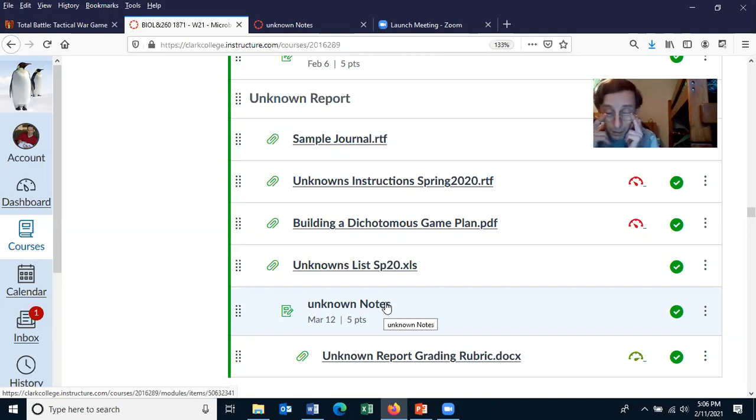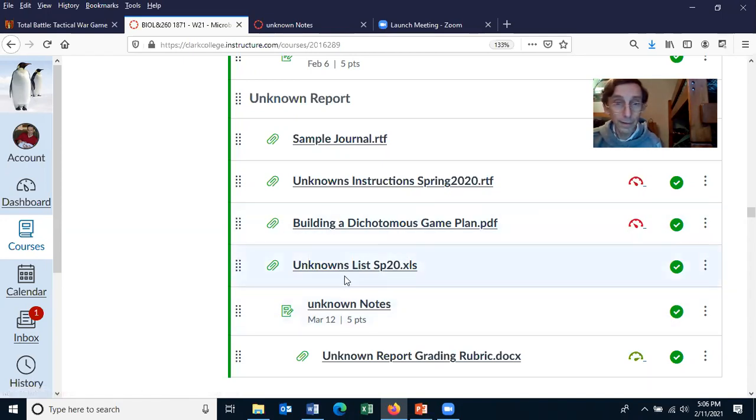And then take a look at the chart. It's right here. Unknown list, spring 2020, meaning I haven't changed it since then. It has the chart of all the possible species we're going to look at and all the tests we're going to look at. You don't have to run every test, obviously. You only need to run the tests you need to identify your unknown. Any questions about any of that?